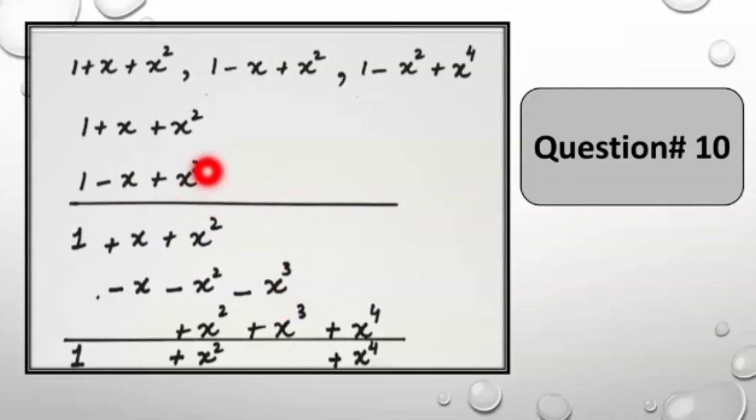Now multiply x square with each term of the first polynomial. X square multiplied by 1 will be x square, multiplied by x will be x cube, x square multiplied by x square will be x raised to power 4. Now add these three expressions. X raised to power 4, minus x cube and plus x cube will be cancelled. Now x square and minus x square will also be cancelled and the remaining term will be plus x square. Similarly, x and minus x will also be cancelled and then 1. So this is the product of first two polynomials.